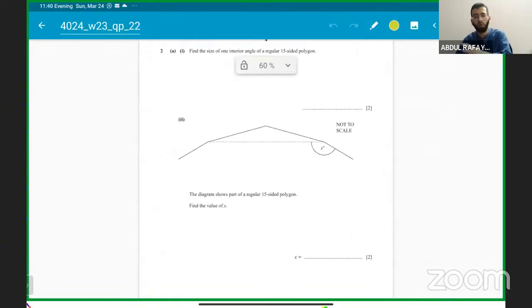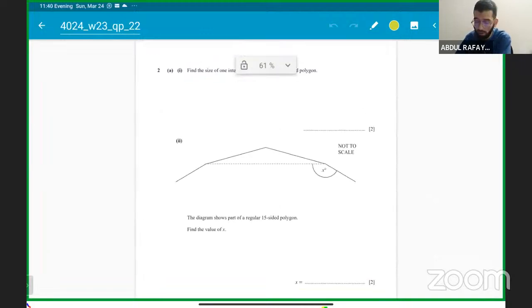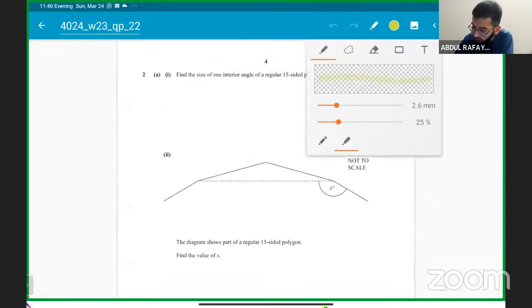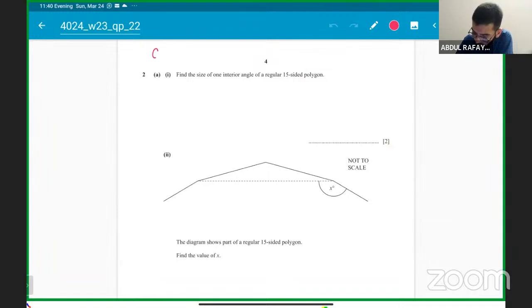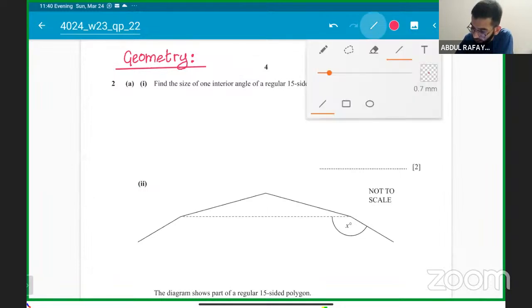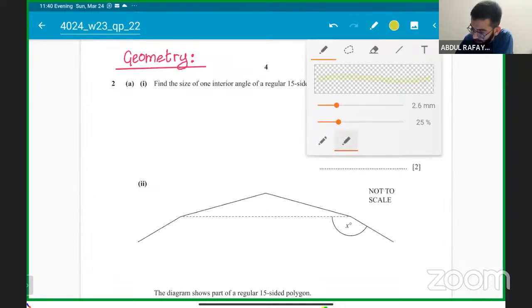Moving forward, question number 2, very important, on geometry. They are testing geometry here. So let's talk about how you solve this. Make sure to be careful. It's a very good question, and our general concepts are being tested here. Not a lengthy question as well. So question number 2 is from geometry, sir.